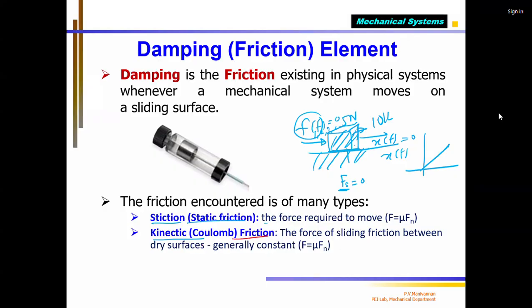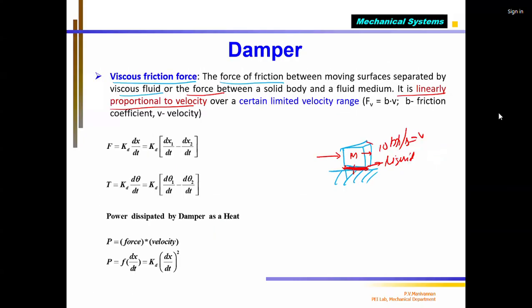See, kinetic friction we talked about in terms of dry surfaces. There's no lubricant in between. In this case, there are two solid objects moving against each other, but in between there's a liquid, correct, or a fluid. It can be air, it can be a liquid.